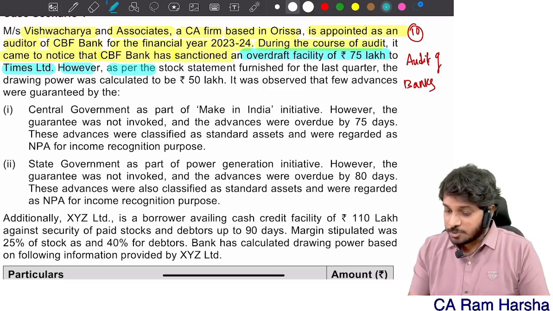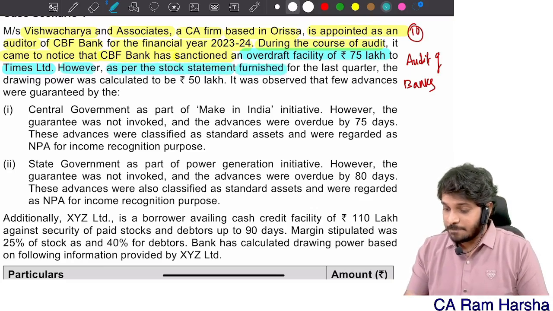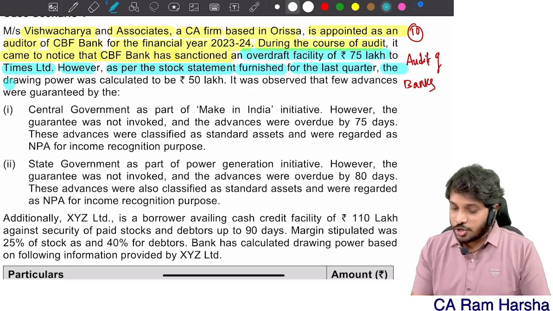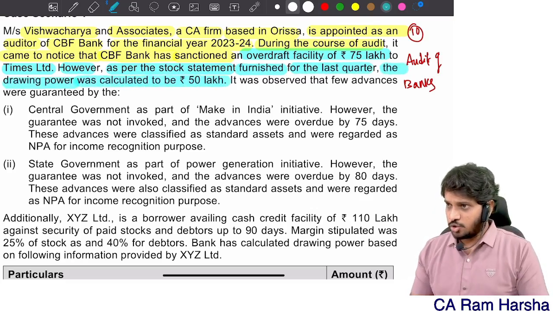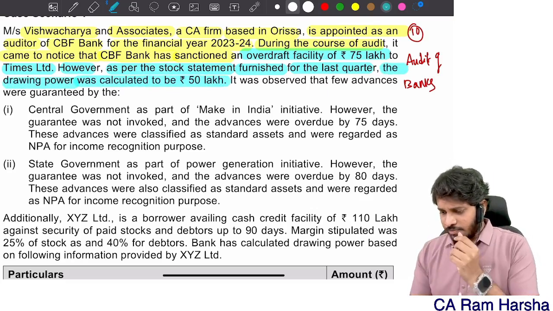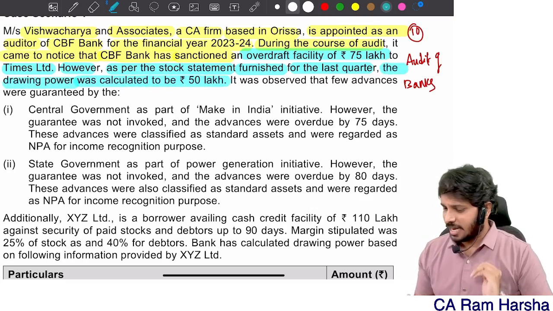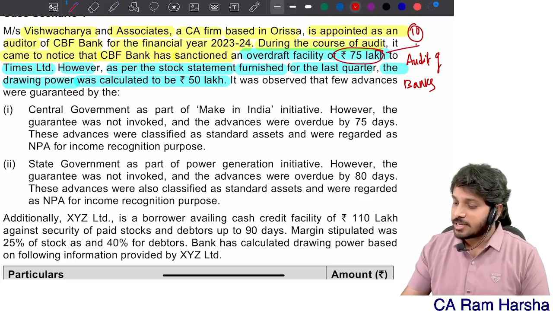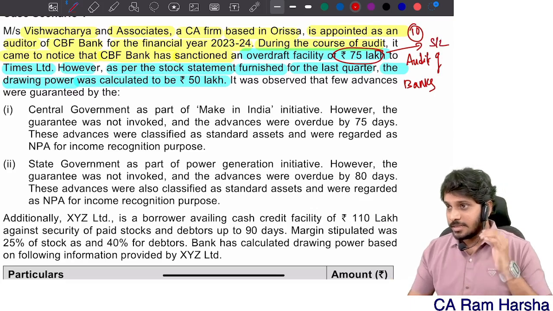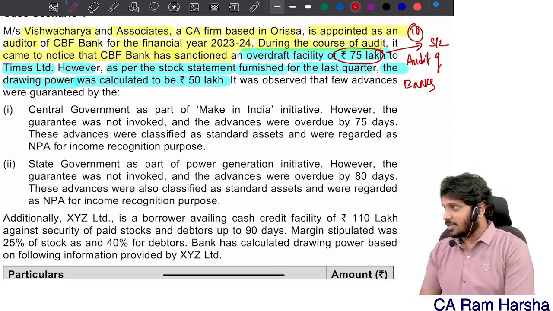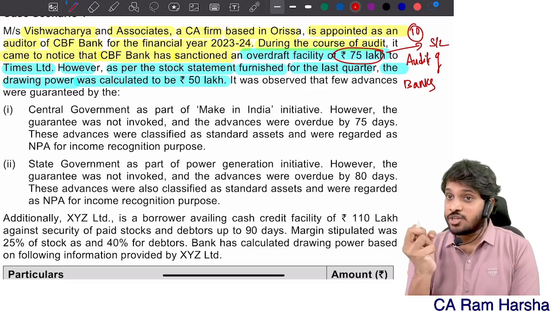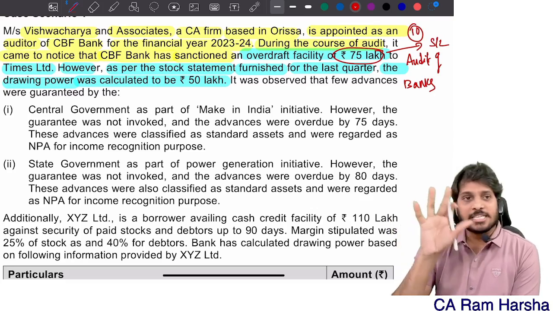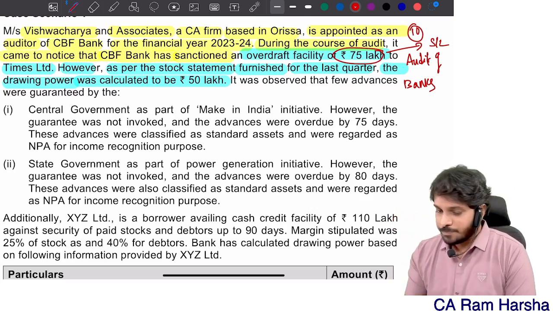However, as per the stock statement furnished for the last quarter, the drawing power was calculated to be 50 lakh, whereas an overdraft facility of 75 lakh is sanctioned. This is called the sanctioned limit. How much can the company actually withdraw? 50 lakhs, and that's called drawing power. You will understand these points in the bank audit chapter.